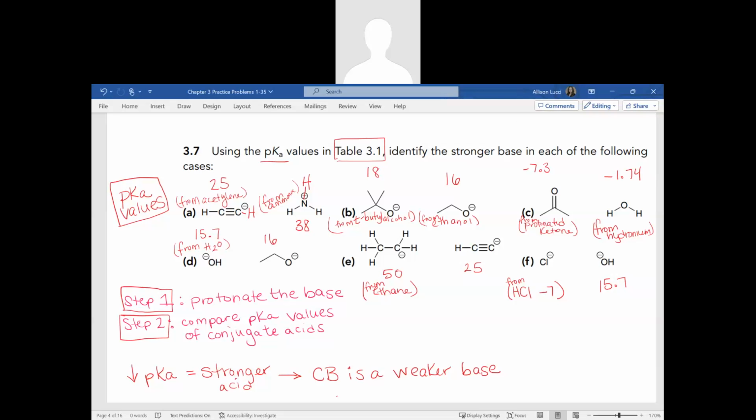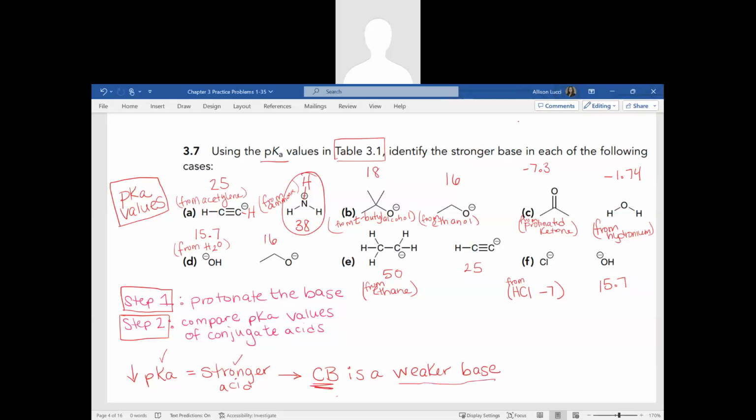From that determination, we would know that the stronger acid is acetylene and the weaker acid is ammonia. That's how we determine the stronger of the acids. And whichever is the stronger acid, its conjugate base would be the weaker base. So we're looking for the weaker acid. Ammonia would be the weaker acid in this case, and therefore the stronger base. So this would be our first choice here.